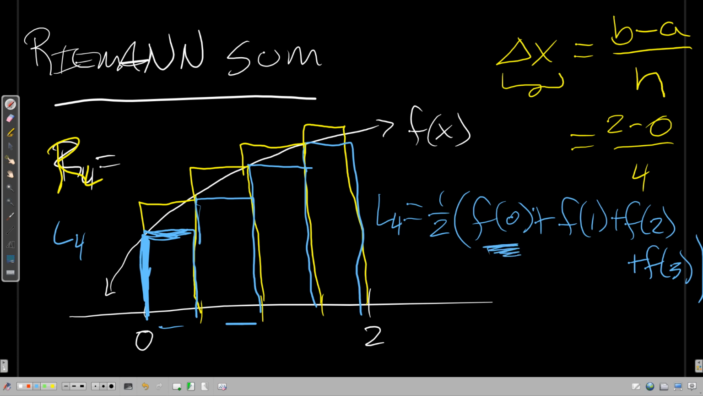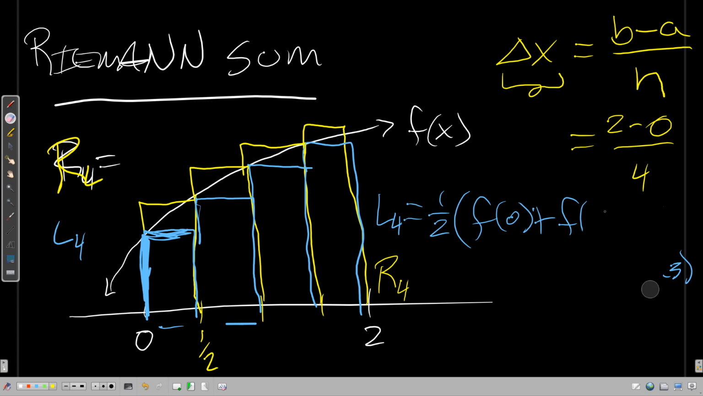Notice it starts with the leftmost endpoint. If I was trying to do a right Riemann sum, I would not start with this first point, because that's not the point that touches the curve. Oh, I screwed up, didn't I? It's not f of 0, 1, 2, 3, 4. It's 0, 1/2, 2/2, 3/2.